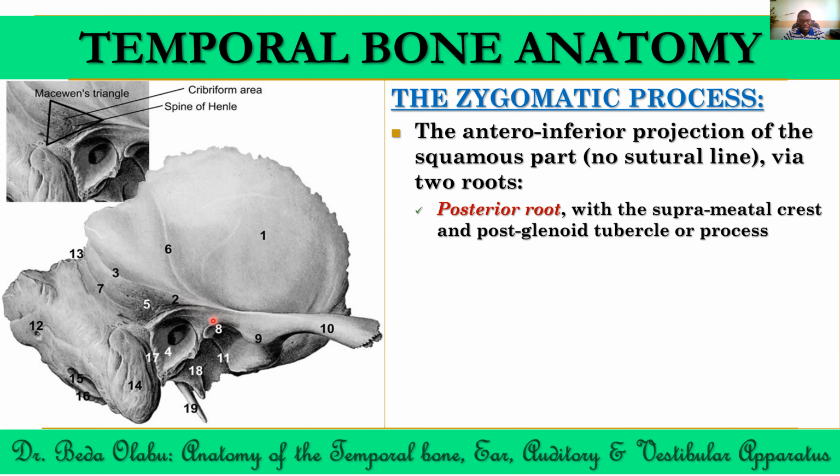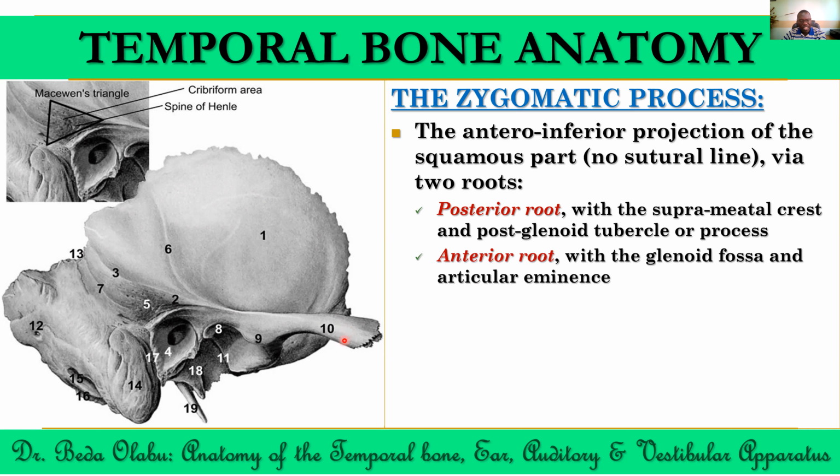But if you follow this one, we see that tubercle behind the glenoid fossa. We call the postglenoid tubercle. So the postglenoid tubercle and the suprameatal crest constitute the posterior route of the zygomatic process, labeled 10. We have an anterior route which lies around the region labeled 9. We call this one the articular eminence. And the region labeled 8 itself, the fossa, also constitutes part of the anterior route of the zygomatic process.